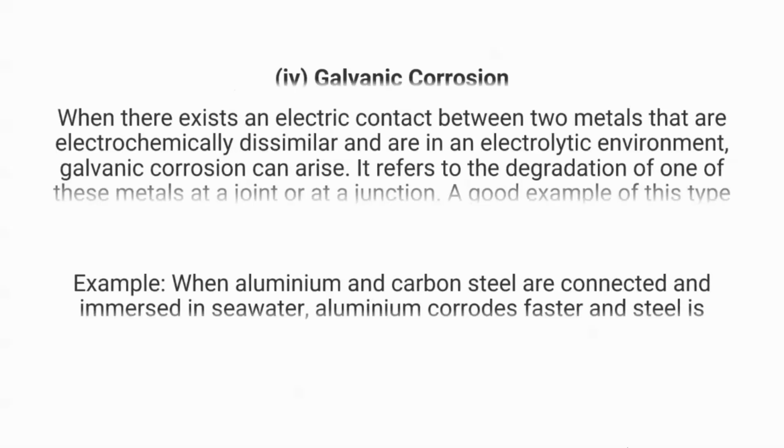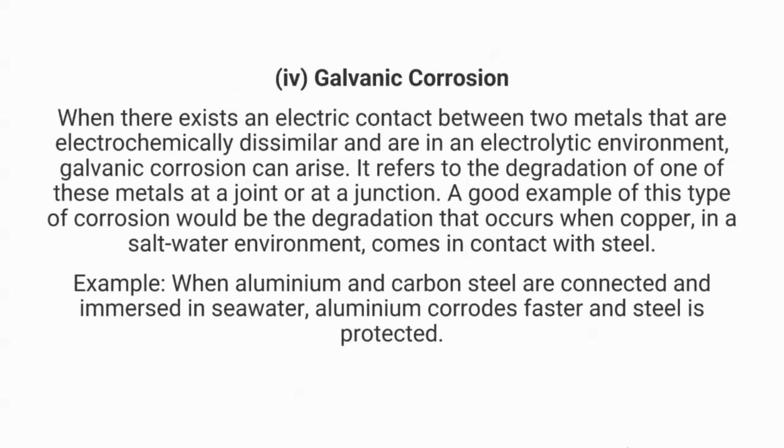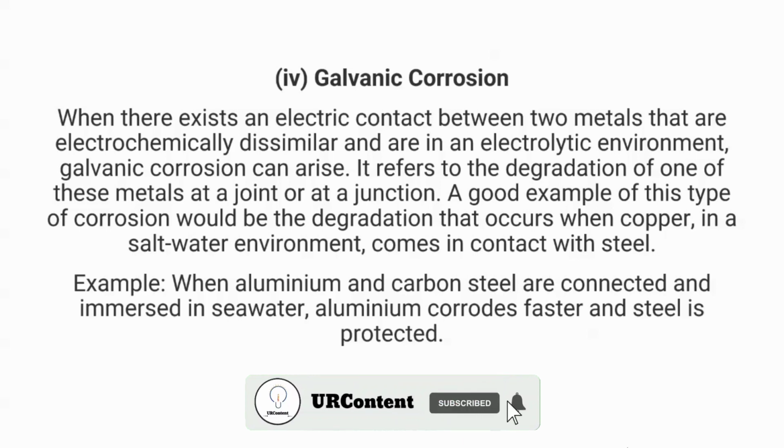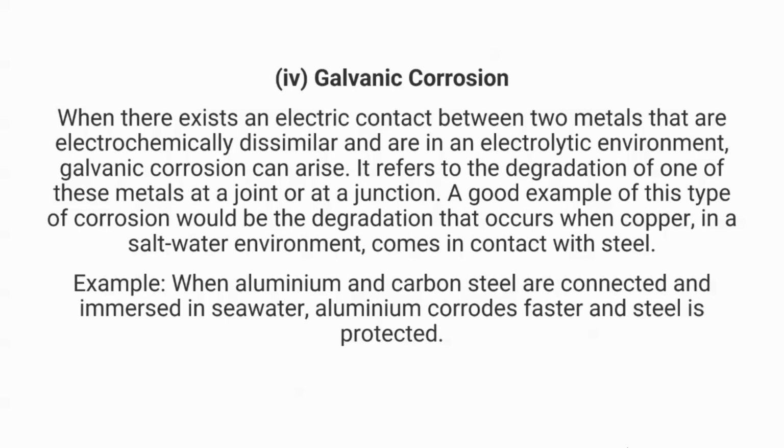Galvanic corrosion. When there exists an electric contact between two metals that are electrochemically dissimilar and are in an electrolytic environment, galvanic corrosion can arise. It refers to the degradation of one of these metals at a joint or at a junction. A good example of this type of corrosion would be the degradation that occurs when copper, in a saltwater environment, comes in contact with steel. Example: when aluminum and carbon steel are connected and immersed in seawater, aluminum corrodes faster and steel is protected.